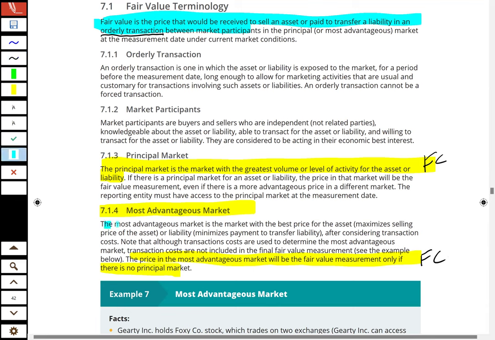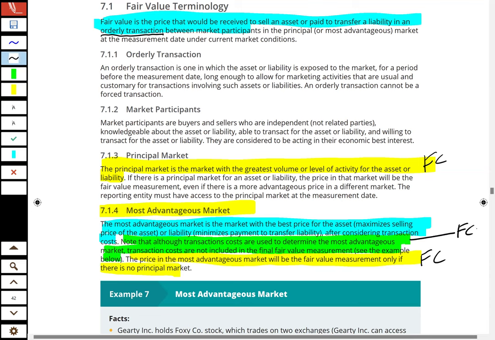Now, the most advantageous market is the market with the best price, maximizing the selling price of the asset or liability after considering transaction costs. Note that although transaction costs are used to determine the most advantageous market, transaction costs are not included in the final fair value measurement. They have a nice example down here, but I want you to flashcard that as well. So what are the rules? If we're trying to come up with fair value, we look to the principal market. If there is no principal market, use the most advantageous market. The most advantageous market is where you get the best price after considering transaction costs. But when you finally report that fair value, you don't consider the transaction costs. Those are the rules that we have flashcarded.